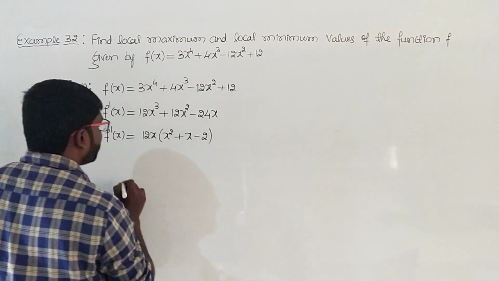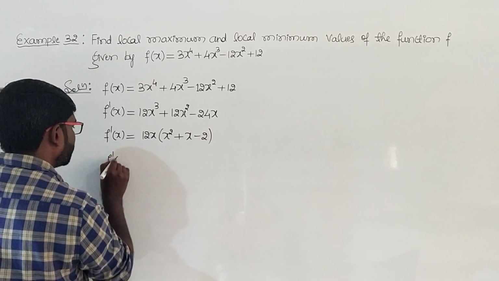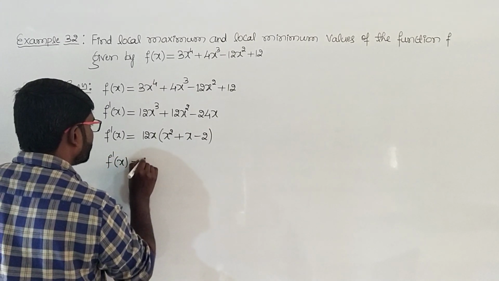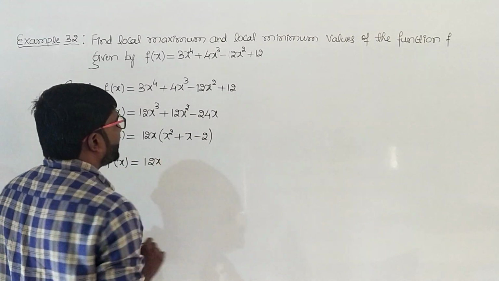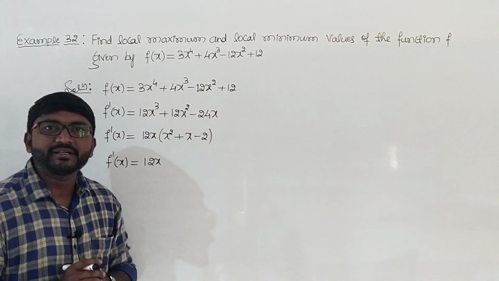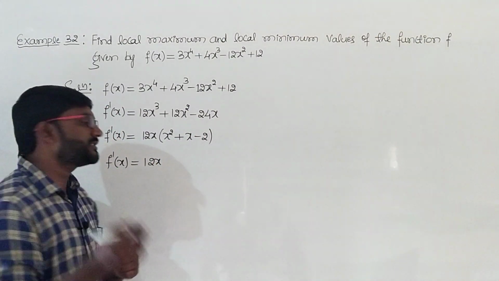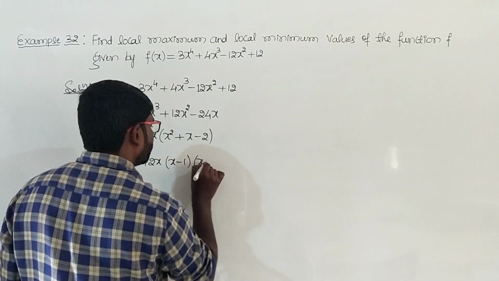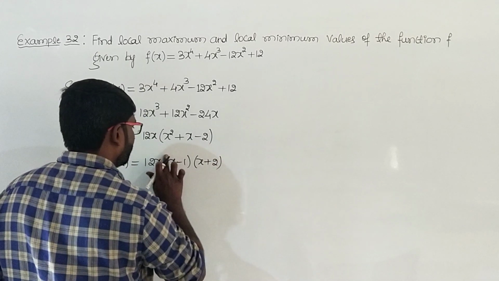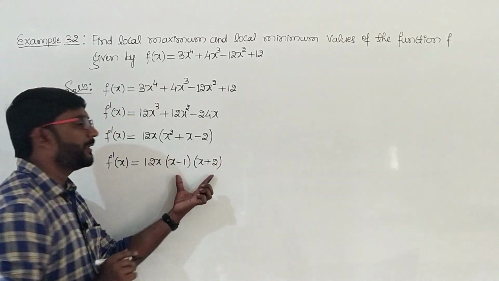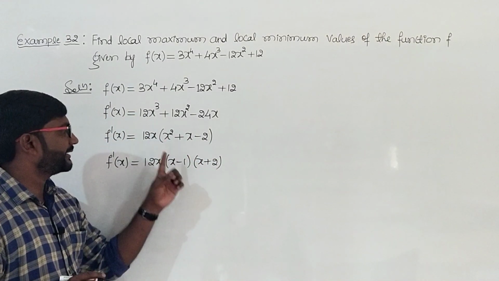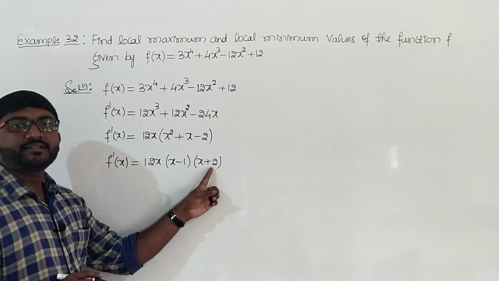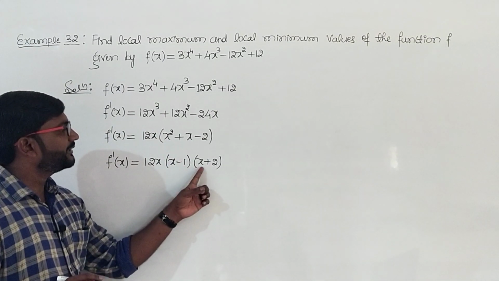How do you write x square plus x minus 2? F dash of x, which is equals to 12x, write it as it is. Now x square plus x minus 2 can be written as x minus 1 into x plus 2. Multiply these two, you get back the previous term. X into x, it is x square. X into 2, it is 2x. And then minus 1 into x, it is minus x.